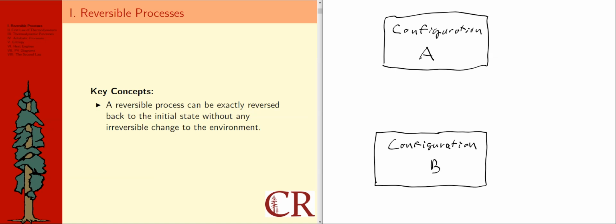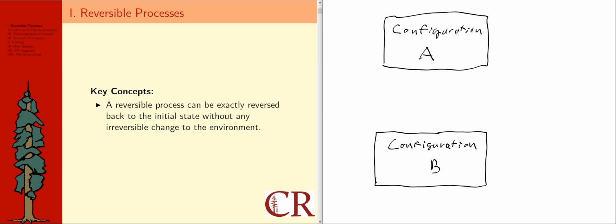It's about reversible processes. And what I mean by that is processes that may be reversible in time. I'm not necessarily talking about time travel, but hopefully that seems at least a little bit weird when I say we're talking about processes in the forward direction of time and also the backwards direction of time. In particular, a reversible process is one that makes sense both in the forward direction and the backwards direction of time. The definition on the key concept slide is that a reversible process can be exactly reversed back to the initial state without any irreversible change to the environment.